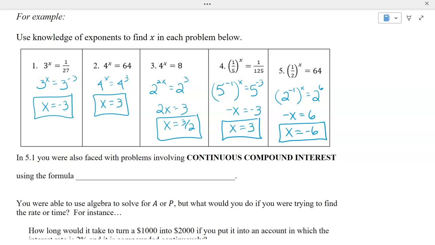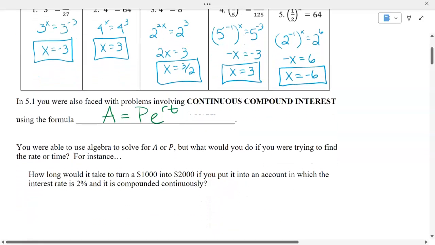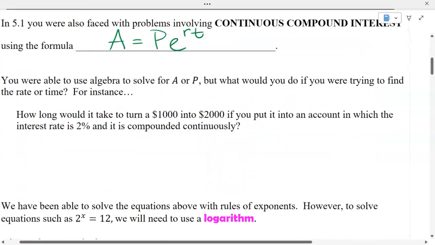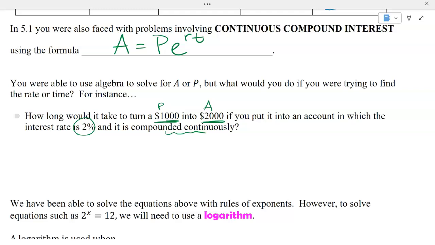But we are going to continue on, and I want us to remember the equation for continuous compound interest, which is just A equals P, which is the principal, times e raised to the rt power. And so what I want to do is take a look at this and look at a particular situation. So here they're saying, how long would it take to turn $1,000 into $2,000? So our initial investment is $1,000. We're trying to make or earn a total of $2,000. They tell us our interest rate, and they tell us it's compounded continuously.